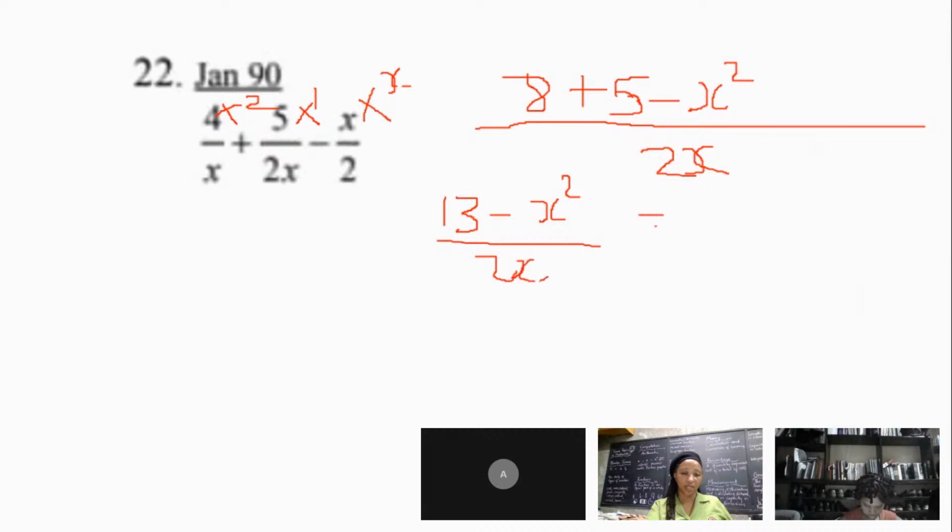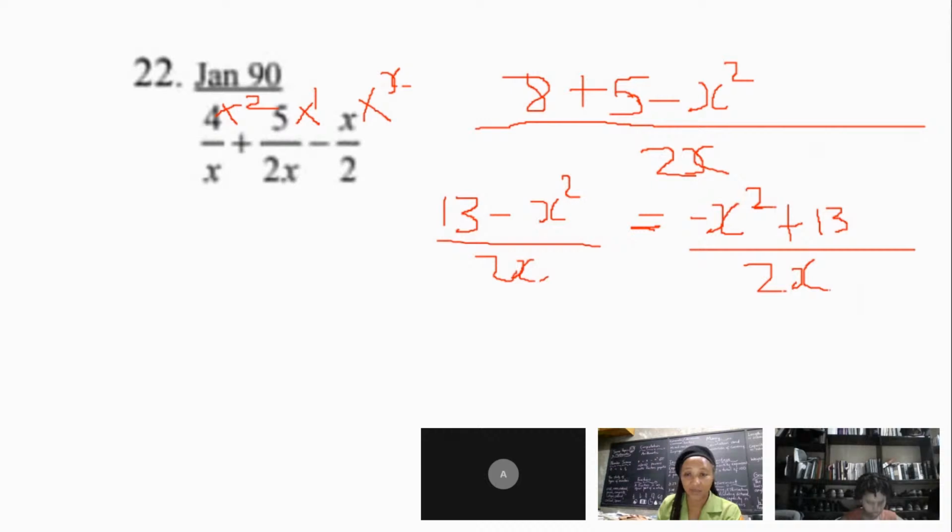All right, so putting them in order of power, that's negative x squared plus 13 over 2x. Yes, miss. All right, and that's the last one. That's it. That's the last one. So that's as many as I have for simplifying.